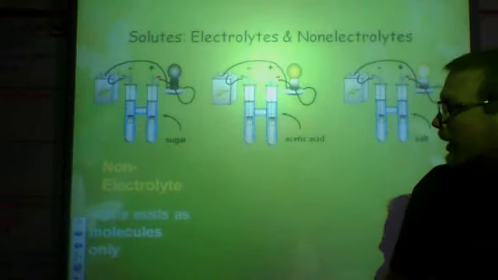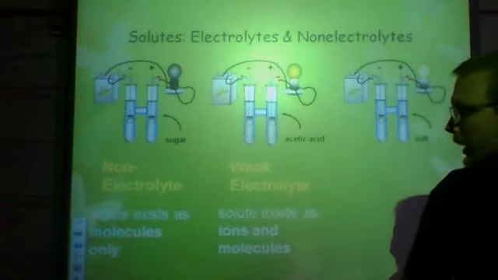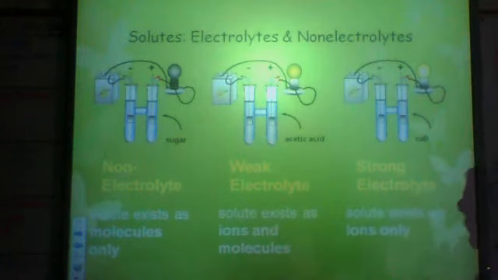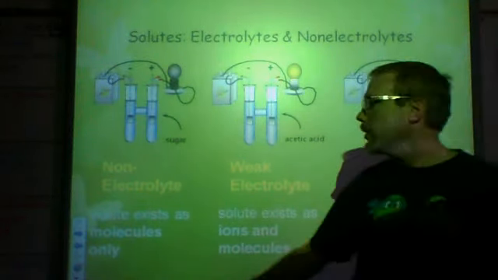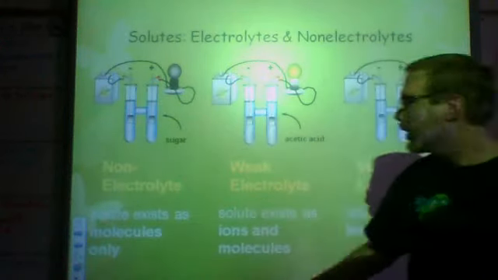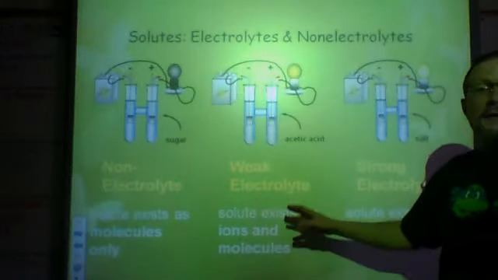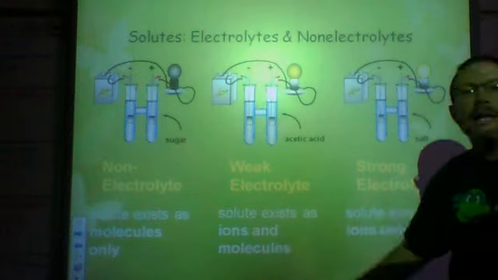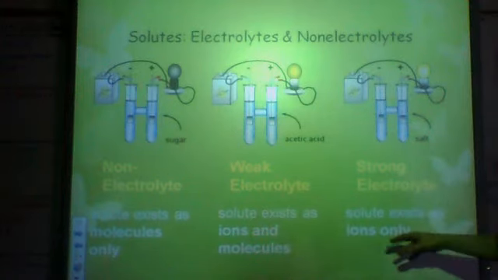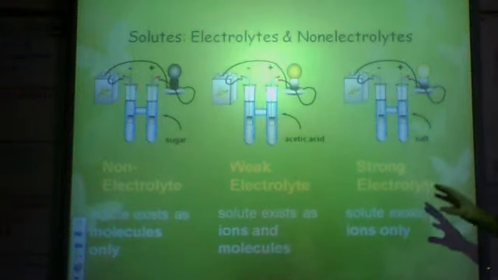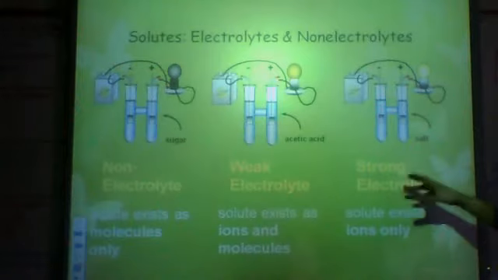On electrolyte, weak electrolyte, strong electrolyte. In the non-electrolyte, the solute remains as molecules. In the weak electrolyte, you have some molecules and you have some ions. And then in a strong electrolyte, which dissociates completely, you only have those aqueous ions. So you have a lot more charged particles to conduct that electricity.